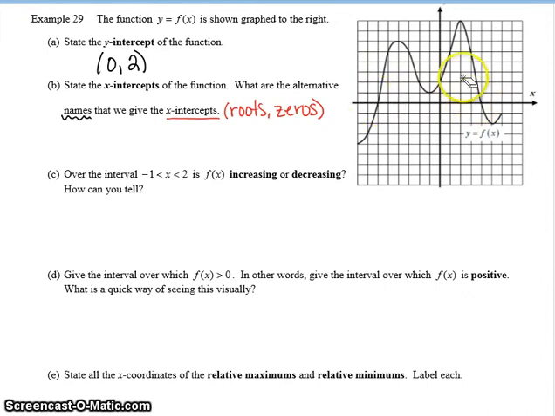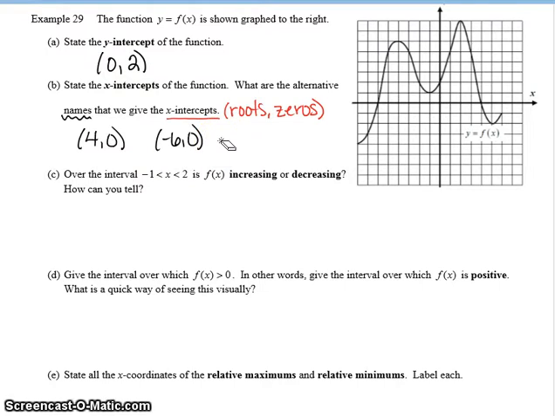Again, name them as a coordinate. All x-intercepts are when the y is equal to 0. So it's going to cross over at (4, 0) and at (-6, 0). Notice something: y-intercepts have x equal to 0. X-intercepts have y equal to 0.